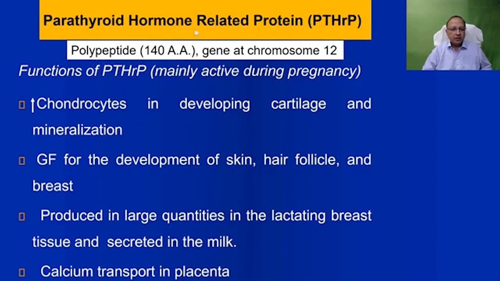A small note on the parathyroid hormone related polypeptide. It is a 140 amino acid polypeptide, the gene for its production is located on chromosome 12, and its main function is during pregnancy. During pregnancy, it causes an increase in chondrocyte production, leading to the development of cartilage and mineralization. It acts as a growth factor for the development of the skin, hair follicle, and breast. It is produced in large quantities in the lactating breast tissue, and it is secreted in the milk as well. It is also involved in calcium transport in the placenta.